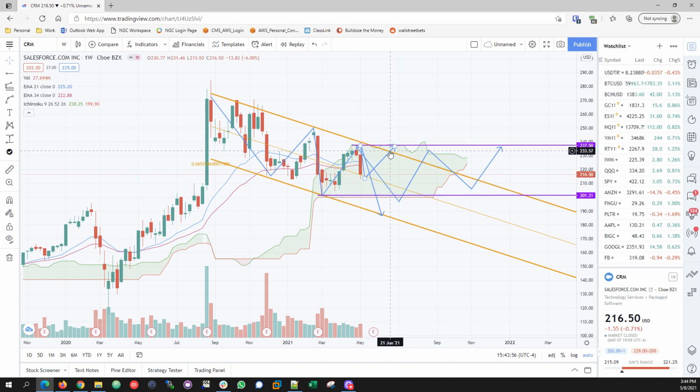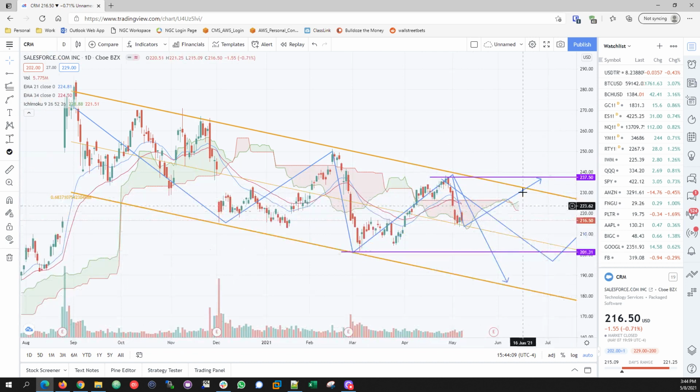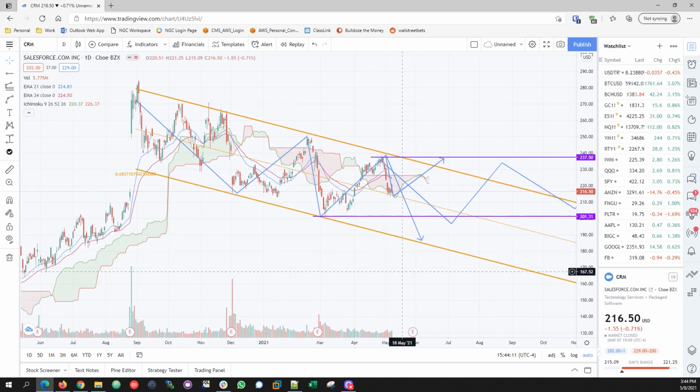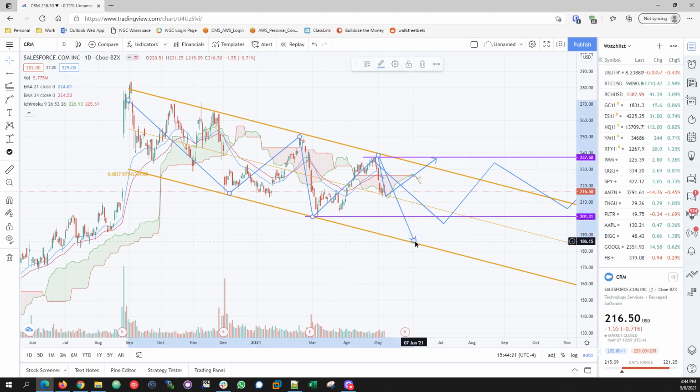Support line is 200, resistance is 237. So it's either going to watch for a bounce from 215. By the way, this is a weekly chart. Let me go ahead and do the daily chart. Okay. So it doesn't really matter if it's daily or weekly. I think the weekly chart was much cleaner. But these are your scenarios.